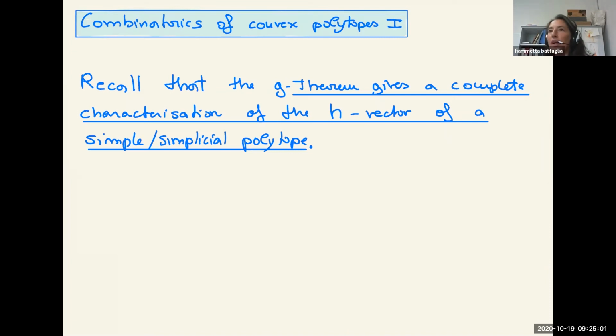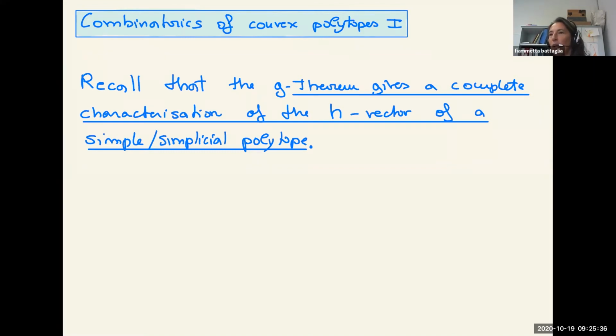So let me now go on a little bit with combinatorics. I wrote here combinatorics of convex polytopes 1 because I want to say something about combinatorics also in my second talk. So let me recall that a very famous theorem, the so-called G theorem, gives a complete characterization of the H vector of a simple polytope.